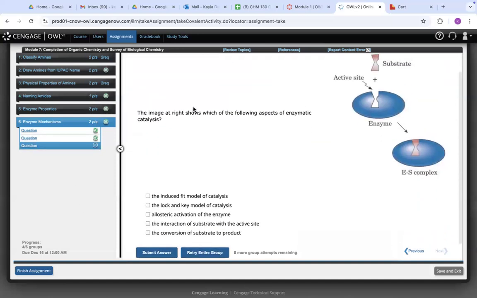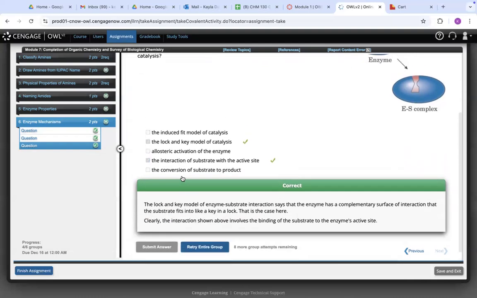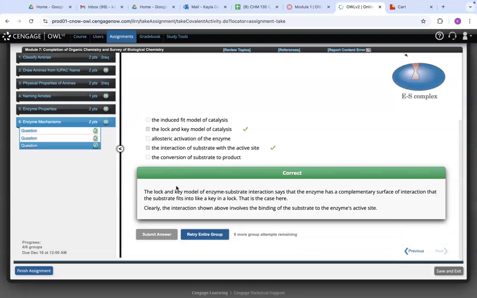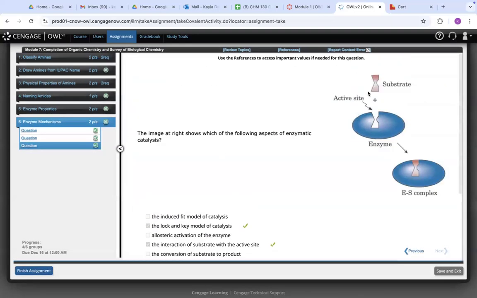All right, let's try this one again. This is the lock and key. It's not allosteric. I guess it does show the interaction. There we go. Why is it not the conversion of substrate to product? Whatever. All right, there we go. There's a correct answer if you get that group. Kind of stupid questions. All right, we did it. We can stop this.